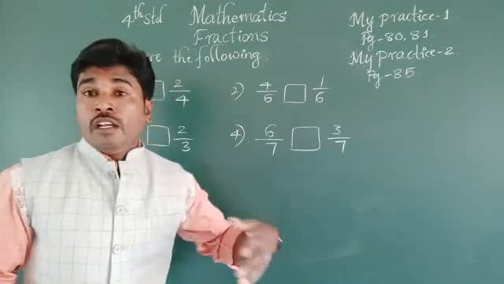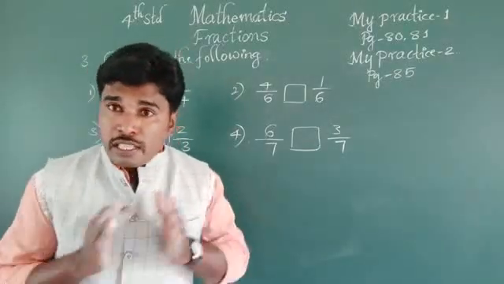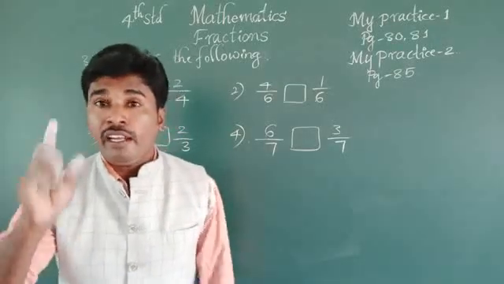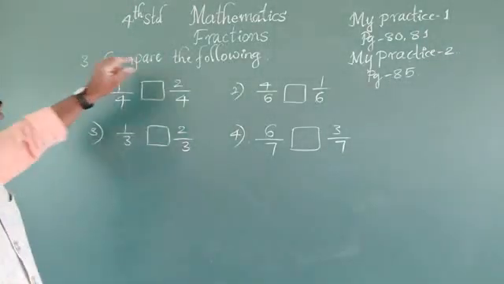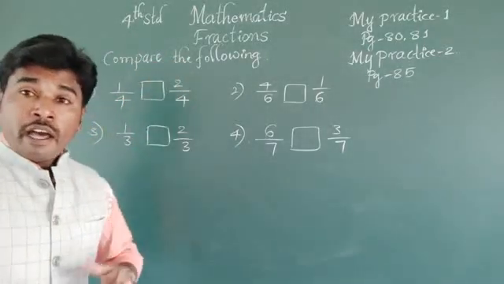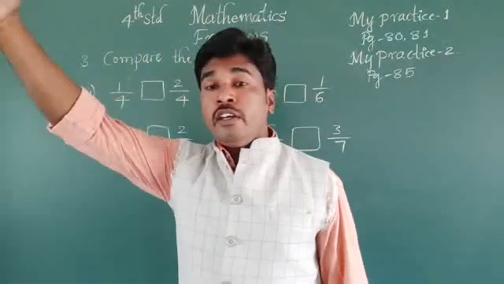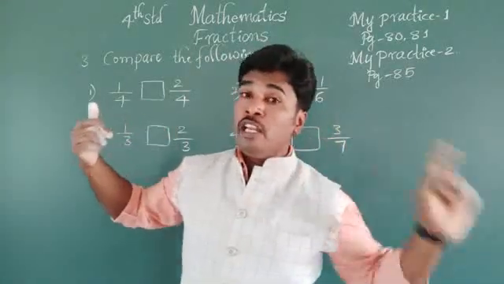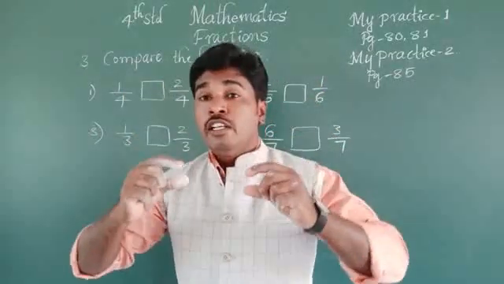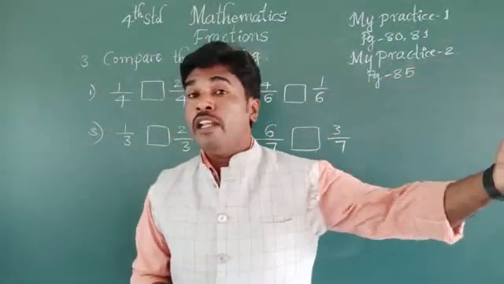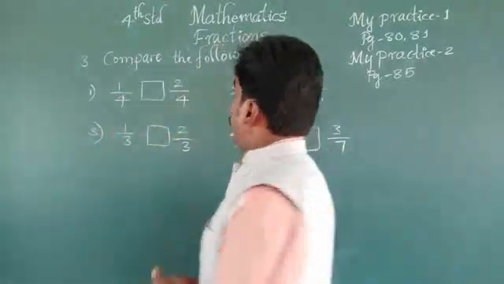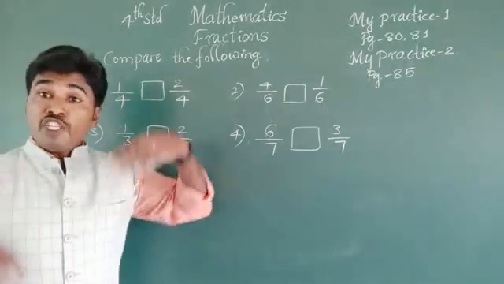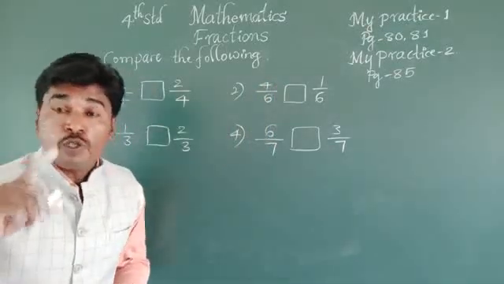Please tell, if the denominators of the fractions are the same, which type of fractions are those? Those are called like fractions. While comparing like fractions, you observe the numerator. In which fraction the numerator is greater, its value is greater. While comparing unit fractions, you observe the denominator: what is greater, its value is smaller. Here, while comparing like fractions, you compare the numerators.